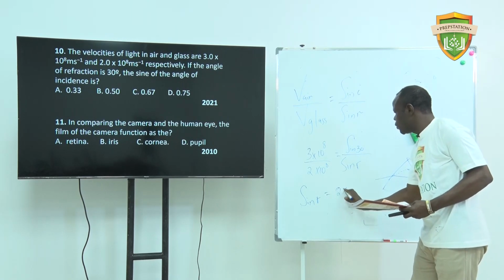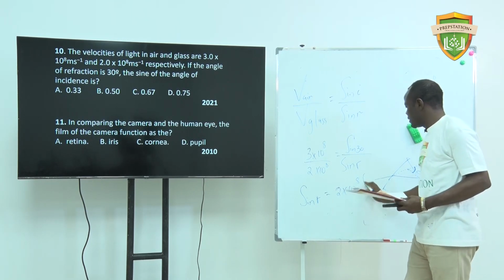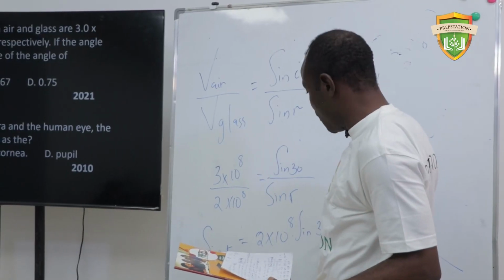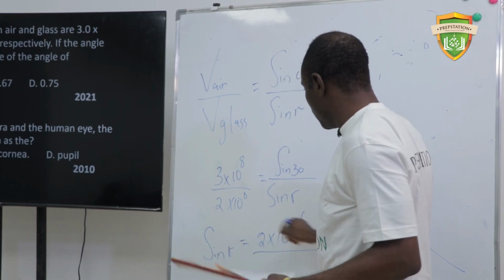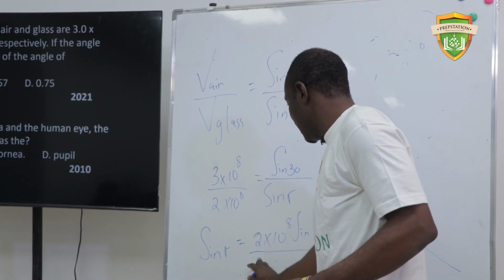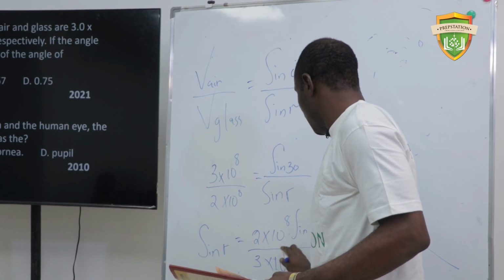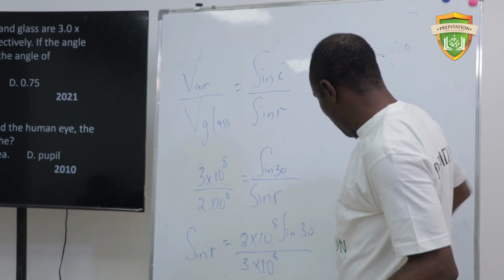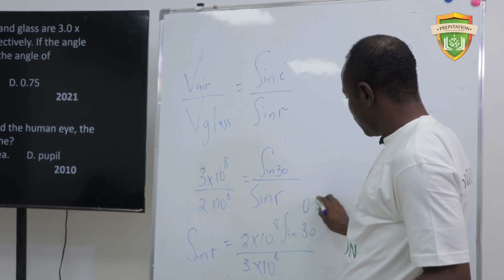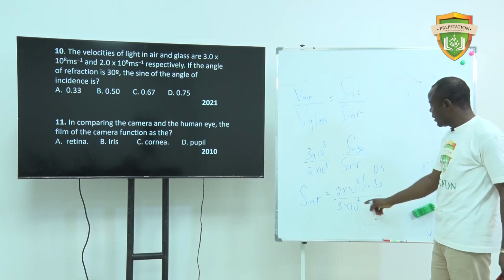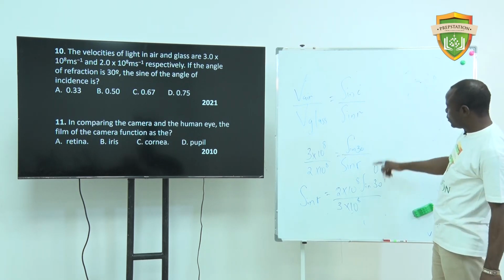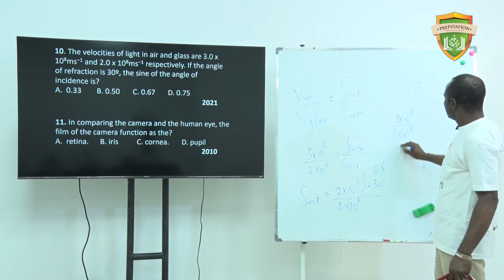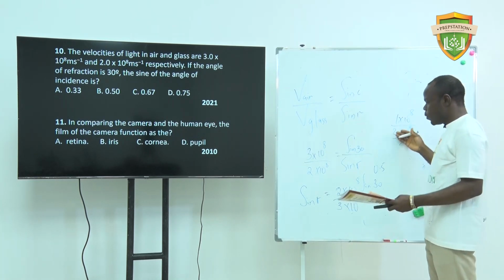So 2 times 10 raised to the power of 8, then sine 30. I told you sine 30 is half, which is 0.5, all over what you have here, that's 3 times 10 raised to the power of 8. So 0.5, let's quickly take it as sine 30. Half of this will definitely give us 1 times 10 raised to the power of 8, dividing it by 3 times 10 to the 8. This one can go. So you now have 1 over 3.